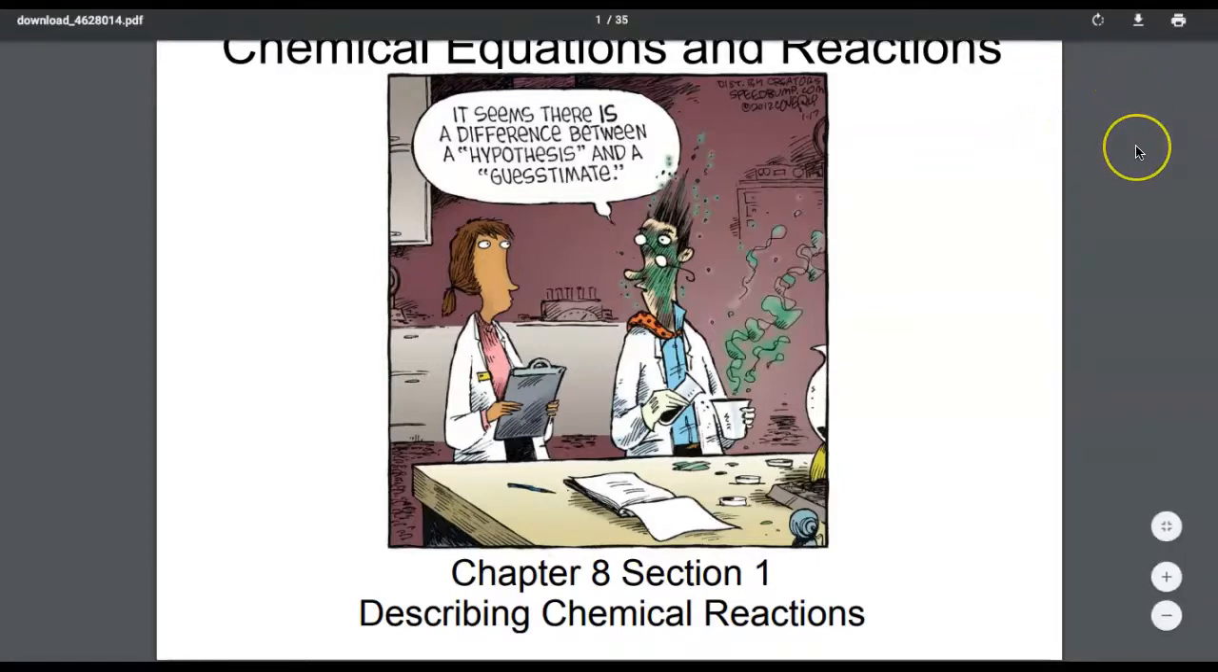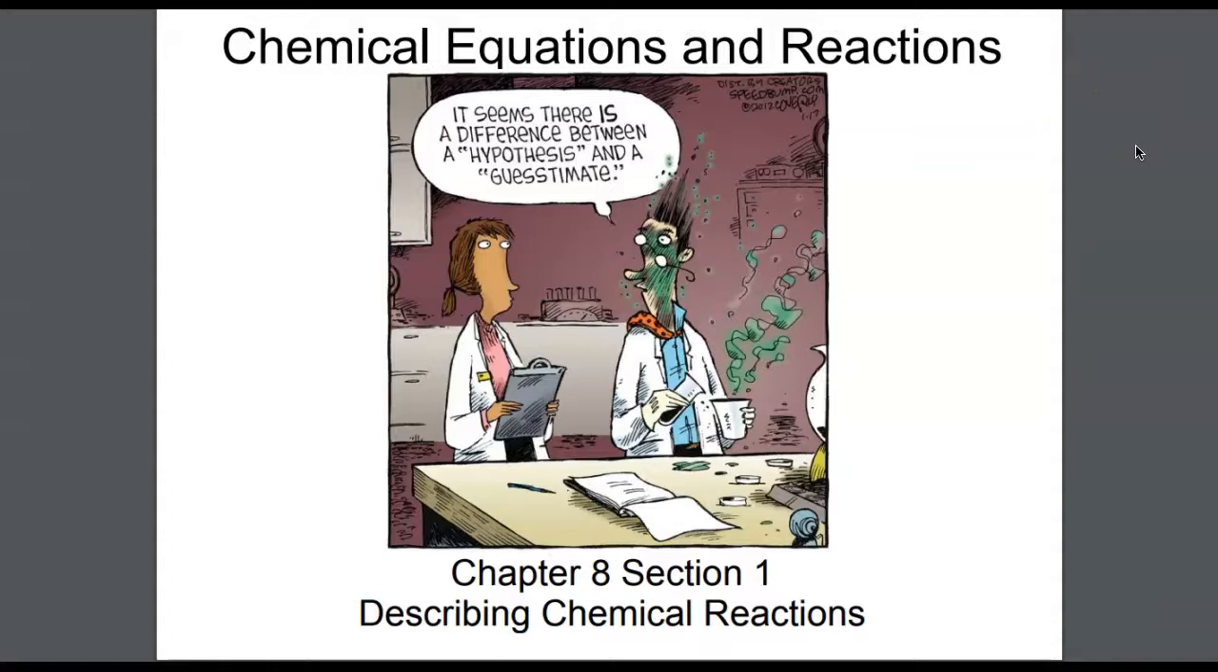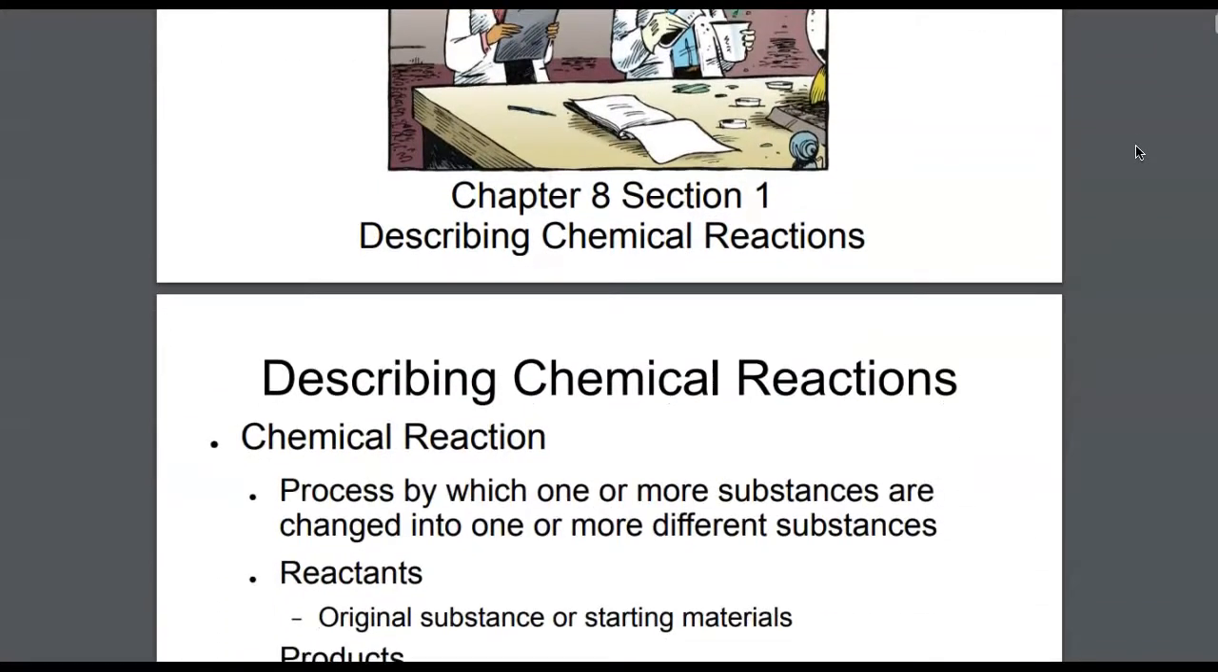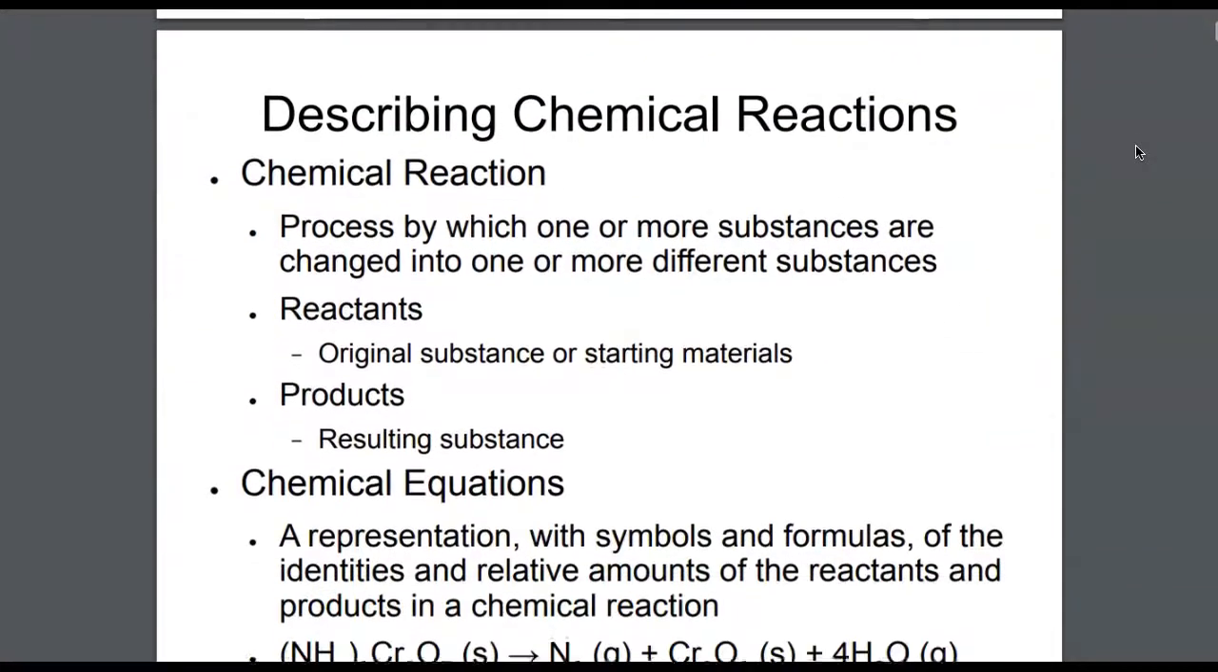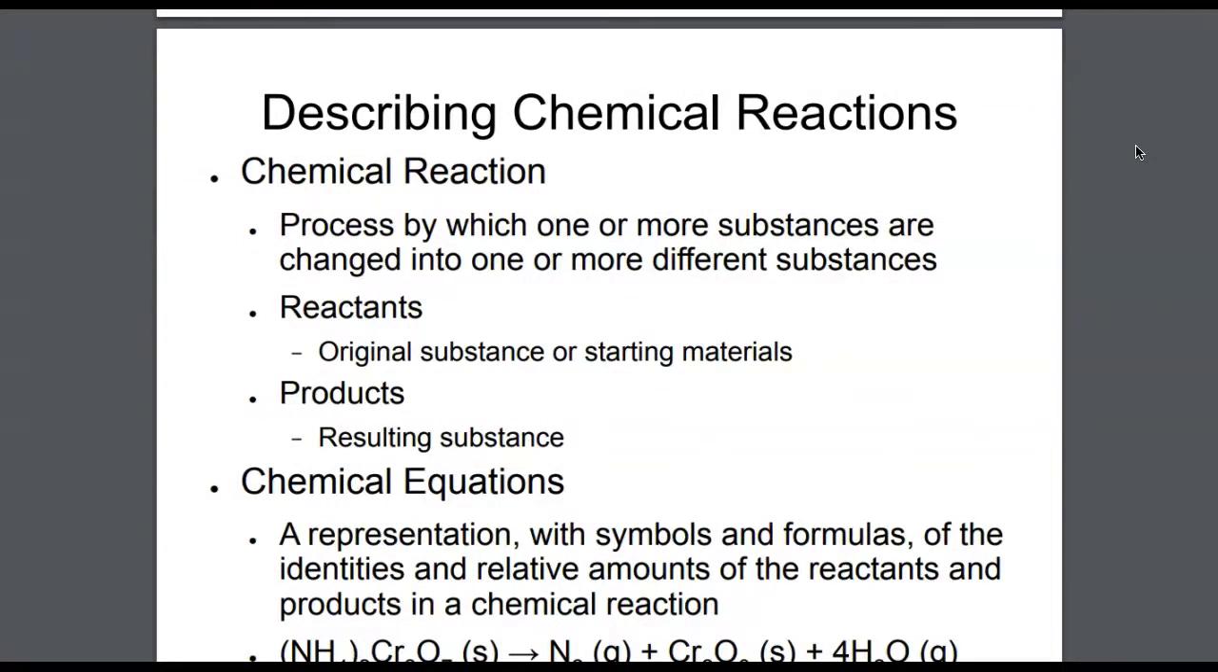Today I'm going to go over Chapter 8, Section 1 lecture notes and do a couple practice problems with you. So let's go through some of these notes real quick. Here we have the definition of a chemical reaction that has both the reactants and products mentioned. Now remember that reactants are the original substances. Those will appear on the left-hand side of the reaction arrow, and the products are the results of the reaction. Those will appear on the right-hand side of the reaction arrow.